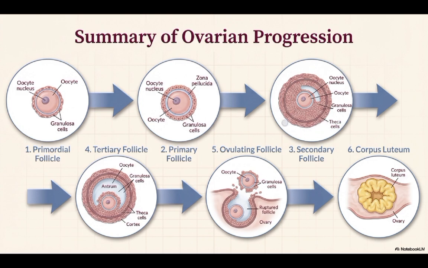is characterized by what? Formation of the antrum, a fluid-filled space, and this antrum is due to the secretion of estrogen and progesterone from the granulosa cells. Remember, on secretion of follicle stimulating hormone, these granulosa cells surrounding the primary follicle start increasing. As they keep on increasing, you now form the secondary follicle, which is characterized by the presence of the antrum.